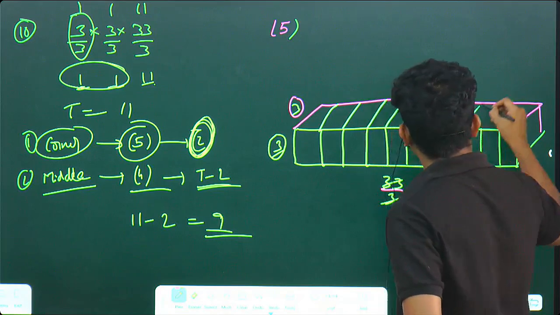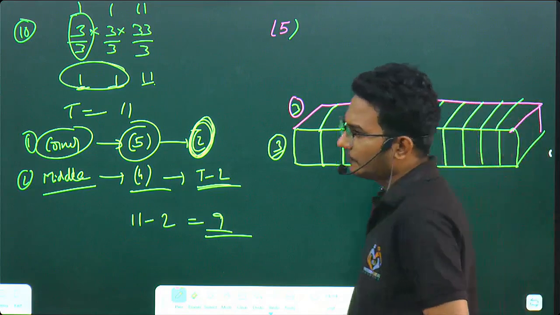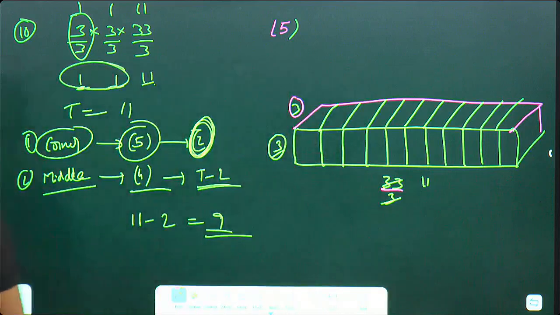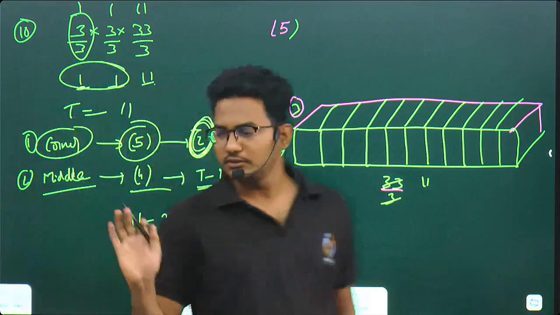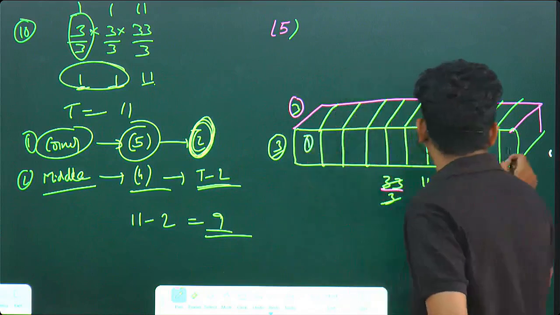Now, Vijay, tell me how many corners are here? Corner cubes, not corners. Corner cubes: 2. Only 2. First one and second one.